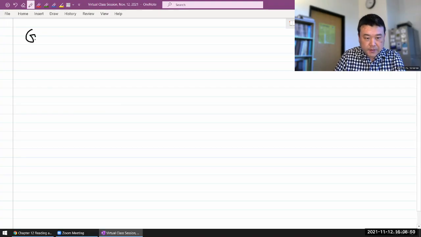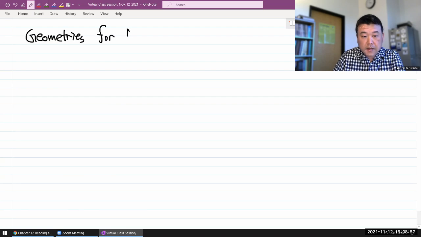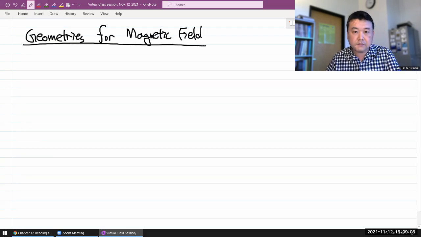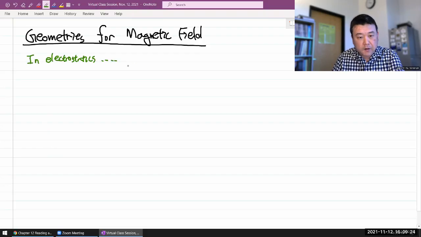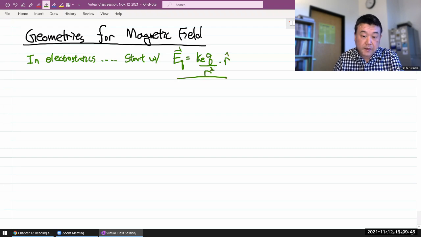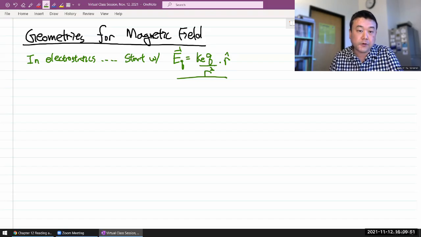So let me call this geometries for magnetic field. Before we talk about geometries for magnetic field, I want to start by recapping something that you learned in electrostatics. In electrostatics, we started by covering Coulomb's law, which says the electric field due to a point charge Q is given by Coulomb constant times the amount of the point charge divided by r squared times r hat for direction. And you can do quite a lot with it. In fact, when you have a point charge, this gives you a very intuitive feel for electric field.